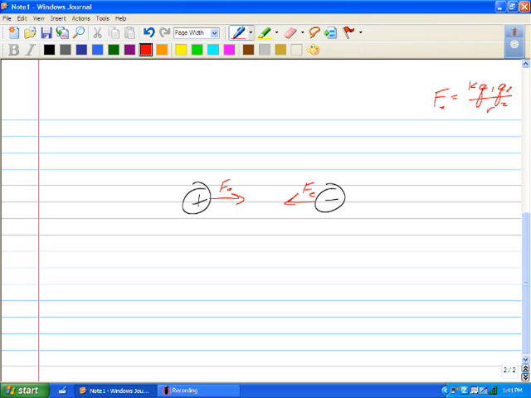Good. Now, what if... F of E for both of them. Electric force for both of them. What if there's just one charge? Is it exerting a force on anybody? No. But is it doing anything to the area around it? Yes. It's creating what we call an electric field.